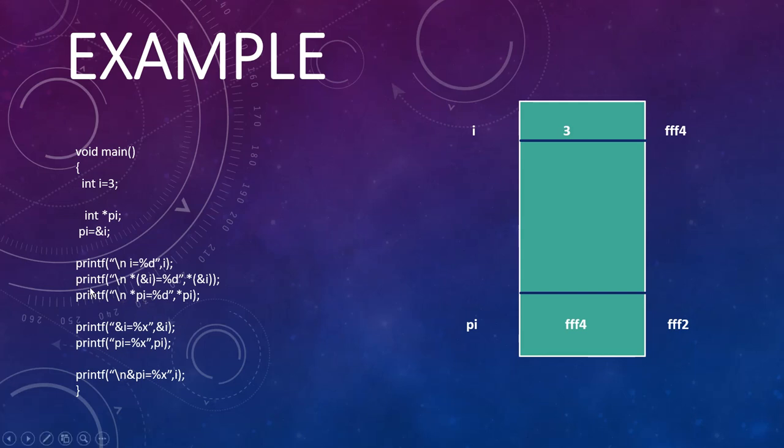Okay, at that address, pi's value is what? This is 3. This is what here? 3. It means all the possibilities of printing give the value 3. That's the value of i.